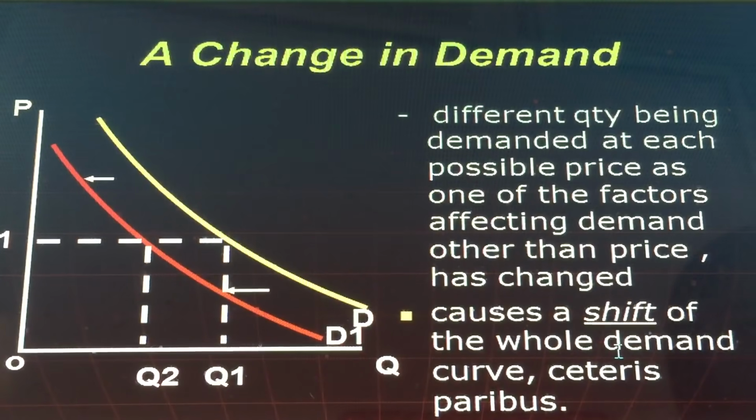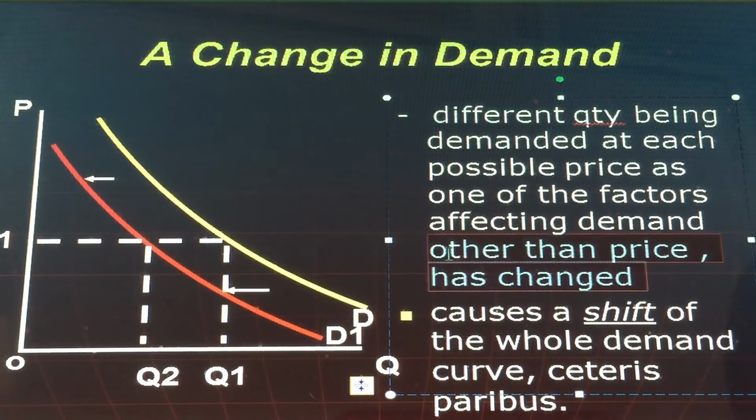Next, you have a change in demand, as I mentioned. So just now you already know a price change will be a movement along. So what will cause a shift other than price change? Anything other than price change, it will be a shift.